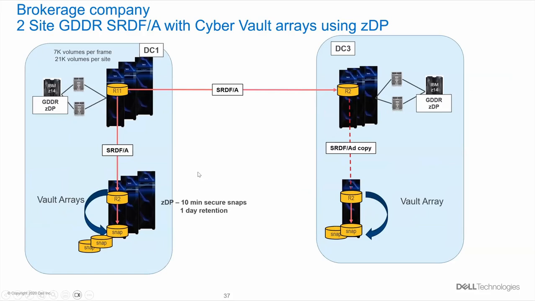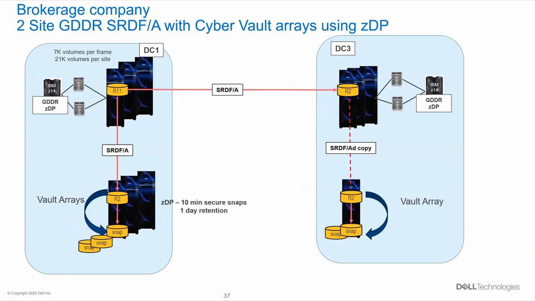This is a 2-site environment example. This is a brokerage customer with 7,000 volumes in each frame, so 21,000 volumes per site, because there's three frames. It's basically a 2-site asynchronous replication solution. And in GDDR, we call that DC1 and DC3. DC3 is an asynchronous target. And the production DR site is a DC3 SRDF/A connected.